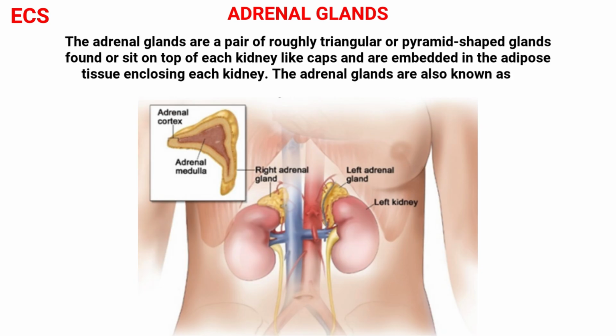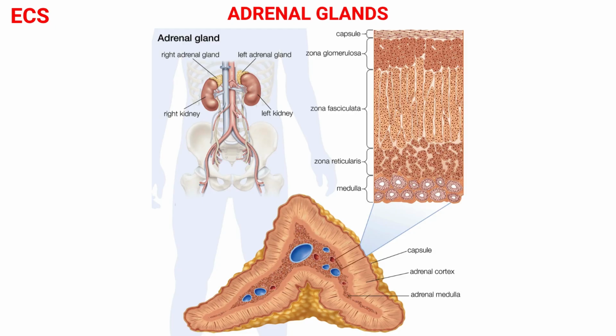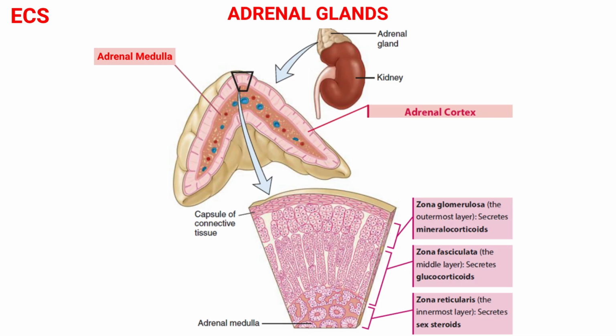The adrenal glands are also known as suprarenal glands because of their position on the superior part of the kidneys. Instead of being one gland, though, each adrenal gland is actually two distinct glands. The adrenal glands are each made of two distinct layers, each with their own unique function. The outer layer is called the adrenal cortex and the inner layer is called the adrenal medulla, each secreting different hormones.